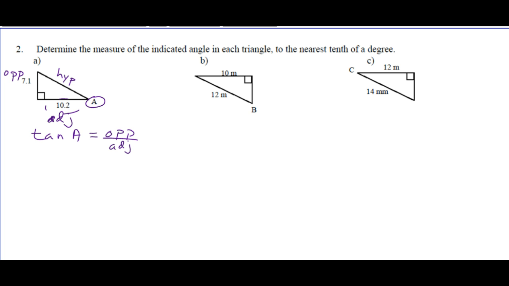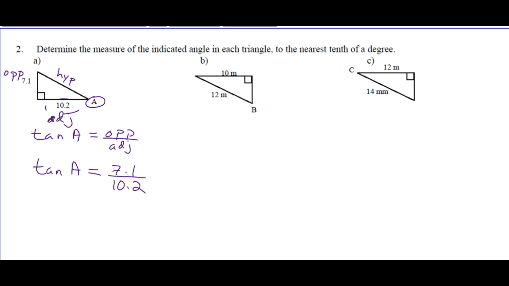Okay, and that communicates a couple of things. One, you're using the correct angle. Two, using the correct ratio, right? I'm using tangent, so I need opposite and adjacent. So you've identified the ratio. So the tan of angle A, so now we can substitute in, is 7.1 over 10.2.